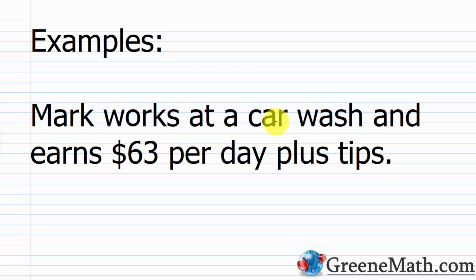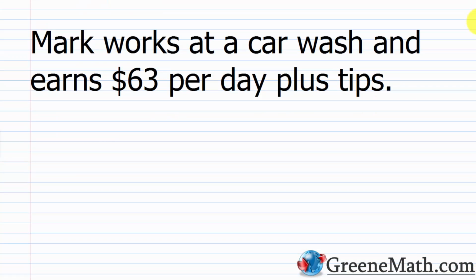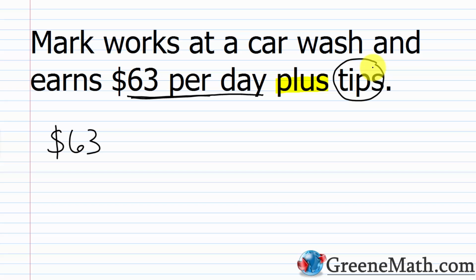All right, so here's some examples. So Mark works at a car wash and earns $63 per day plus tips. So if I wanted to model this mathematically and say, how much does he earn every day? Well, I know that he earns $63 at minimum, right? $63 per day. So let me start by putting $63 down. Now we have an additional amount. We have this keyword here that says plus, and then we have tips. We don't know what the amount of tips is going to be, right?